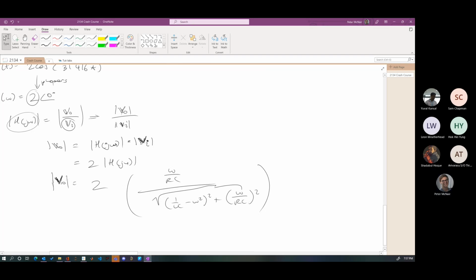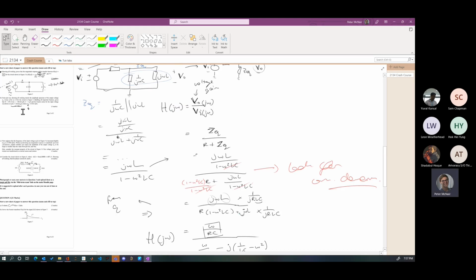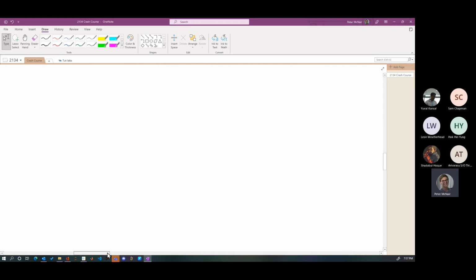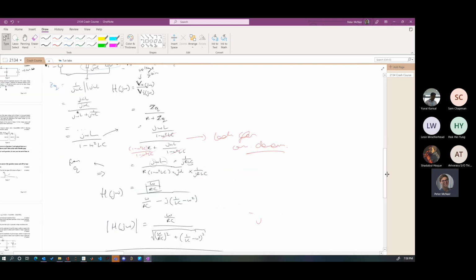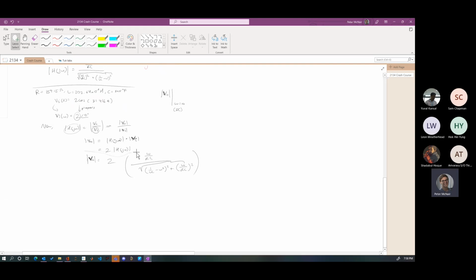Now, we've been told that the input comes as a Fourier series of cos of n omega A. So that means we can plug in each of our integer multiples of omega A. So let's find the modulus of V0 evaluated when, maybe let's start with when omega equals 0, or DC. So this is our expression here.